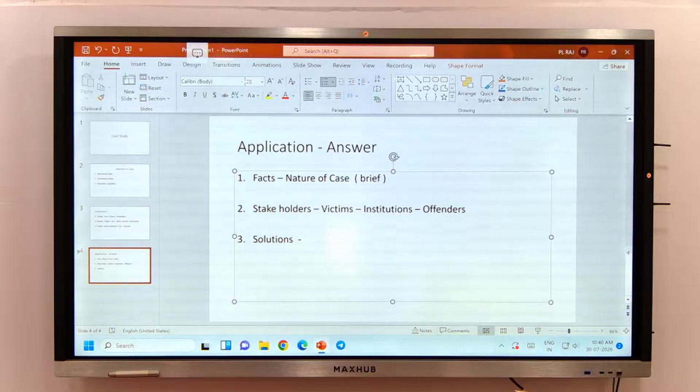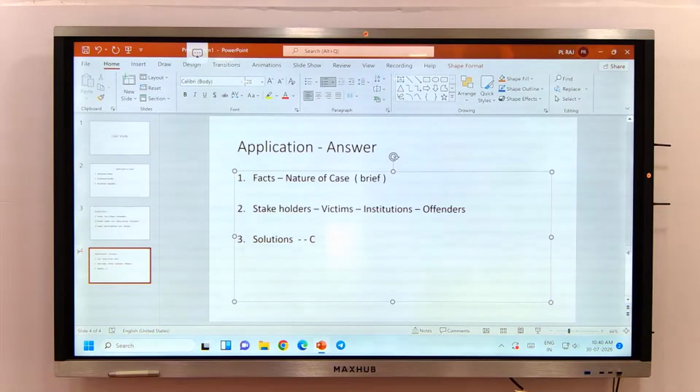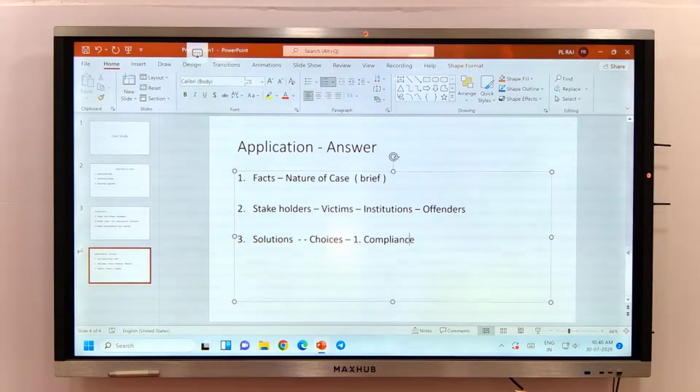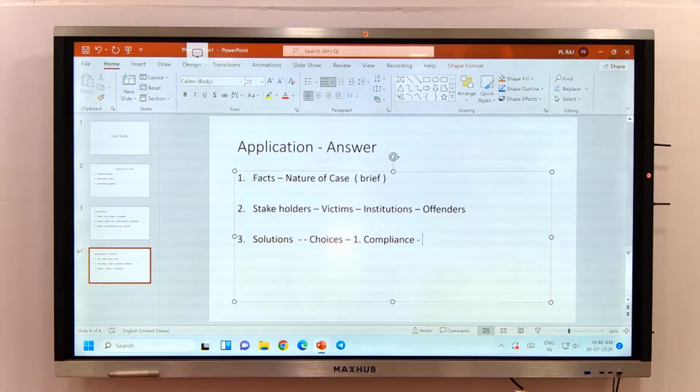The solutions that you are suggesting would be in three choices. The choices of the solutions. One is the choice of compliance. Compliance to the procedures, compliance to the standard protocols, restoring the procedures, restoring the protocols. That should be the compliance.